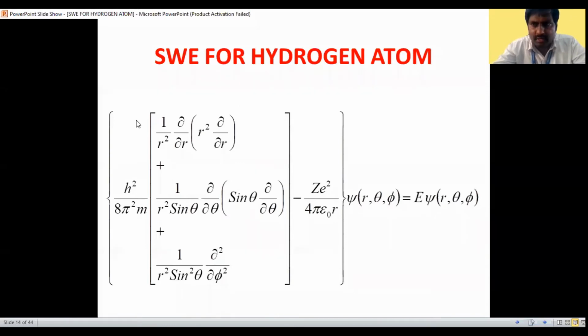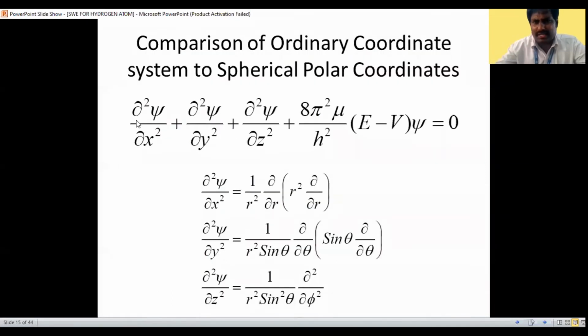Similar to the Schrodinger wave equation for the one-dimensional box, we have an energy solution for this equation. Similarly, we have a solution for the wave function, that is psi of r, theta, phi. Let us see these solutions first. We can even compare our three-dimensional Schrodinger wave equation with our spherical coordinates. We are replacing dou square psi by dou x square with this term, dou square psi by dou y square, and similarly dou square psi by dou z square.